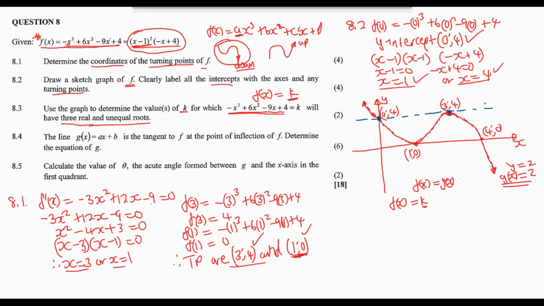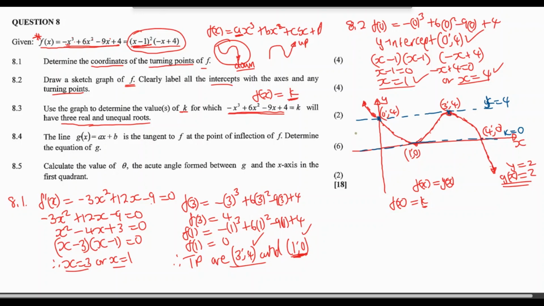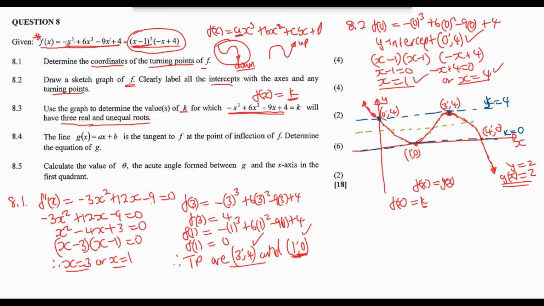This line will be y is equal to, or let me say k, because it's talking about k. K is equal to 4 here. And then again here, they're intersecting 2 times. This will be k is equal to 0. Okay, right. But now we want them to intersect 3 times. So it means our k value should be between 0 and 4. You see that? Anywhere between 0 and 4.